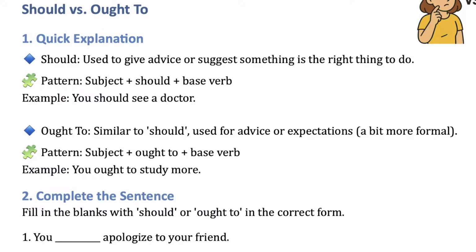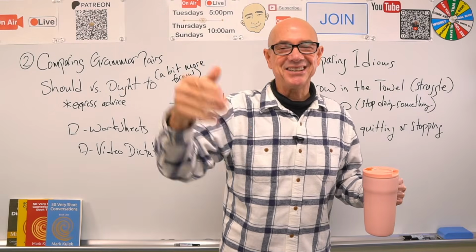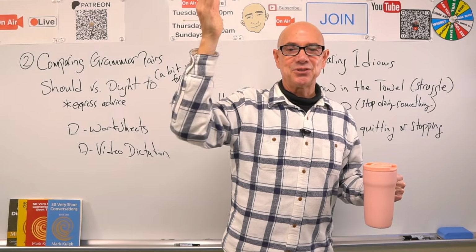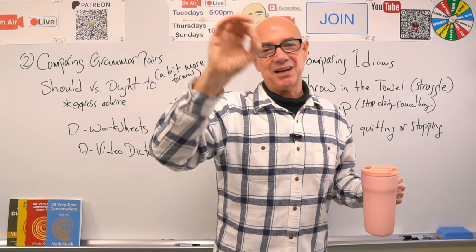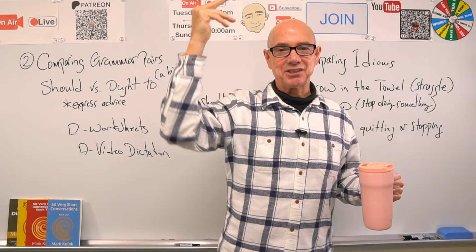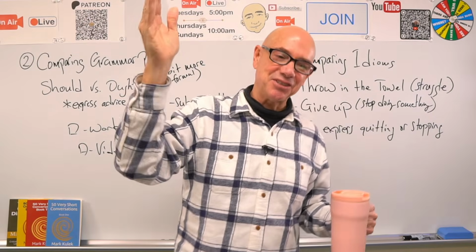And our pattern is subject plus ought to plus base verb, just like should. Example, you ought to study more, right? So students are expected to study, right? That's what students do. You go to school to learn things, to remember things. And so, of course, to learn things, to remember things, you have to study. And so students ought to study every day. That's what they're expected to do. That's what their purpose is. That's what their job is, right?